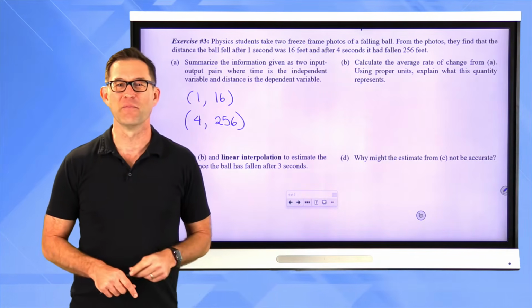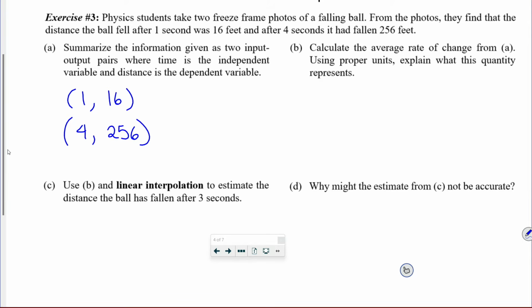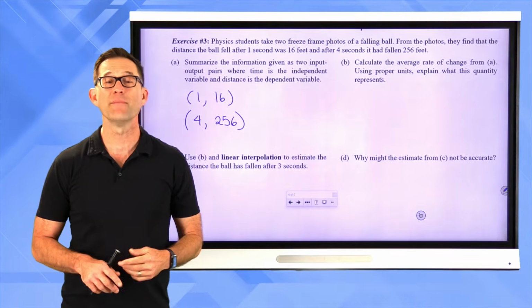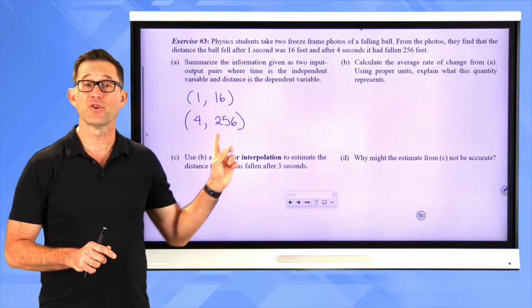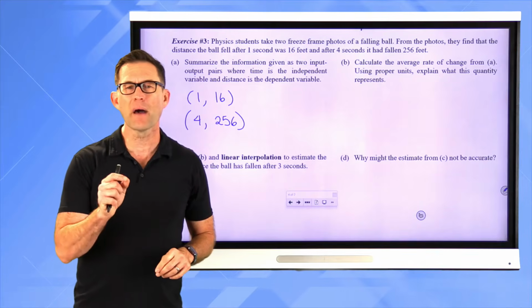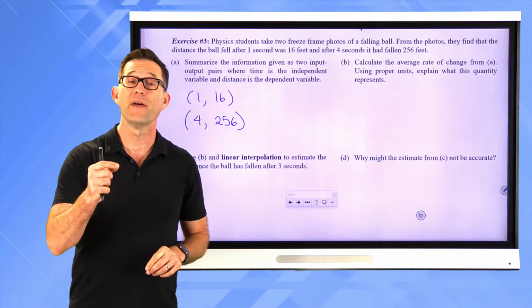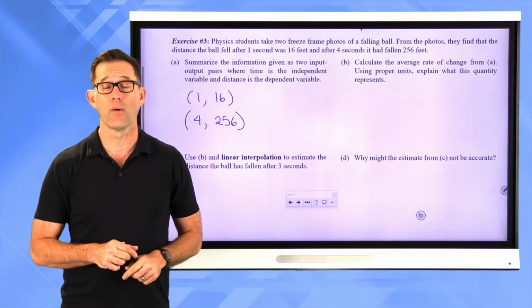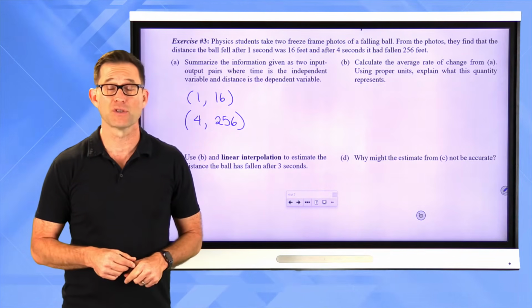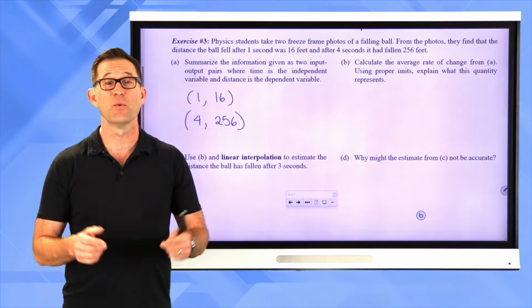Let's take a look at letter B. Calculate the average rate of change from A. Using proper units, explain what this quantity represents. All right, so what I'd like you to do is pause the video now, calculate the average rate of change between them, right? Think about the units that are going on, and then tell me what that rate of change represents. Pause the video now while I try to make my watch not make any sound and see what you find.